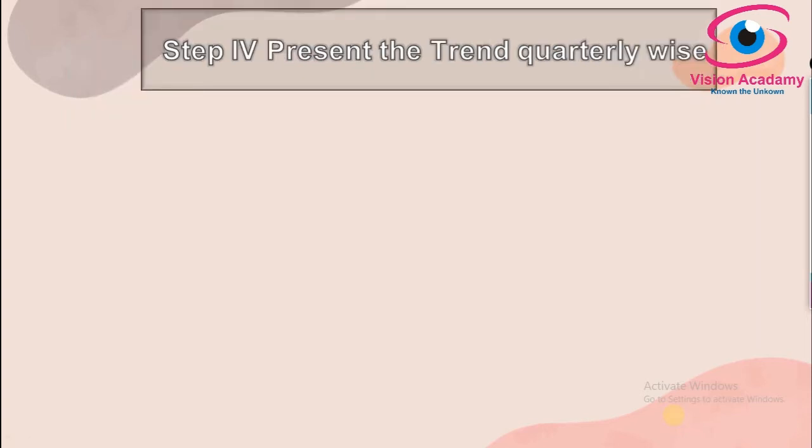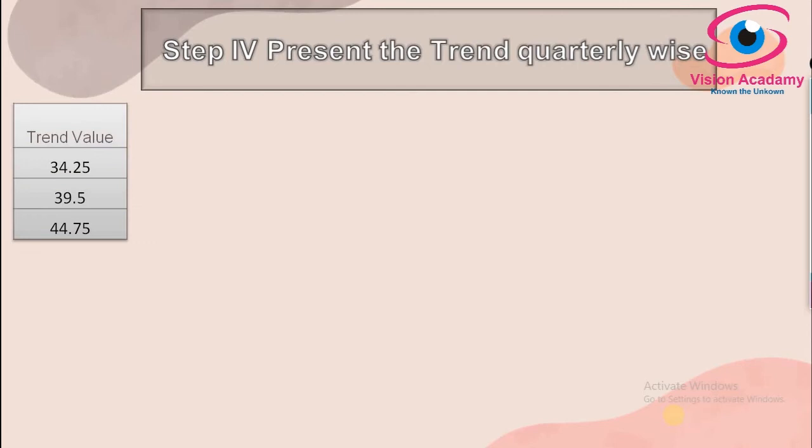Here we need to present the trend quarterly wise, for which we need to follow some tedious procedure, which is very important to understand. I will go very elaborately, so please concentrate. We have already found the trend value. We need to present those trend values quarterly wise. We need to work a little bit over these trend values, so for that we need to find the quarterly increment.